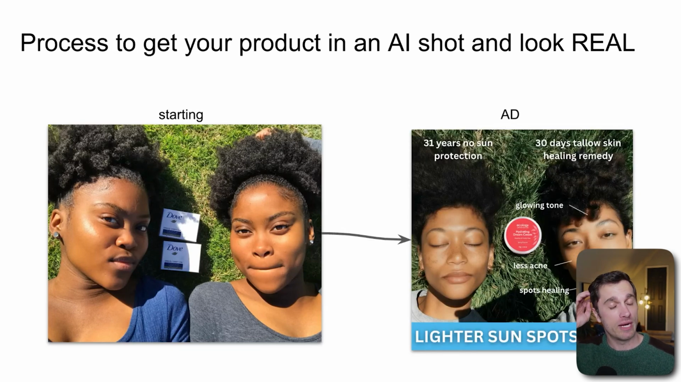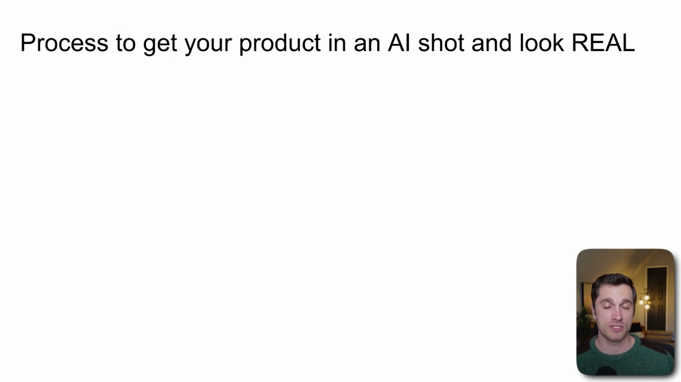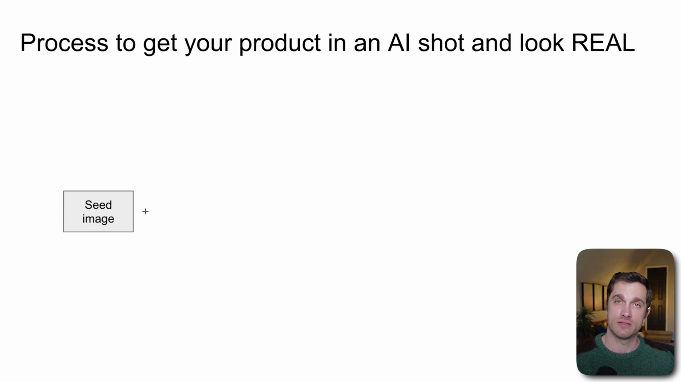So for example, what I do in this example is there's a few ways you can do it. Number one, I started with a seed image and I created this ad, okay? I'm gonna walk you through the process. You can reverse it, you can skip some steps. This is the process that I just like to use, so my output is so good that even our brands want to run them as ads.